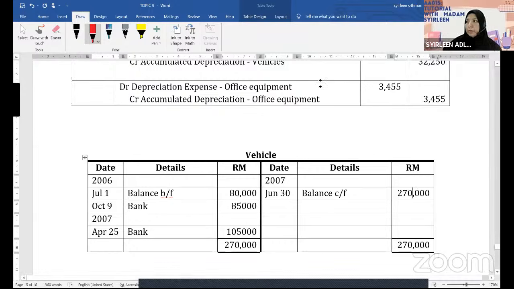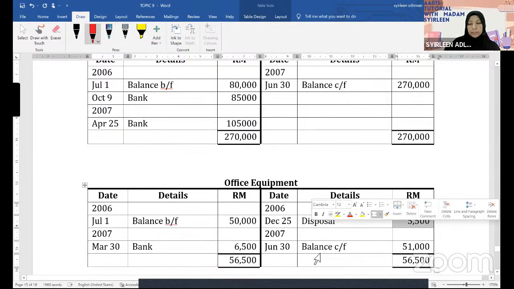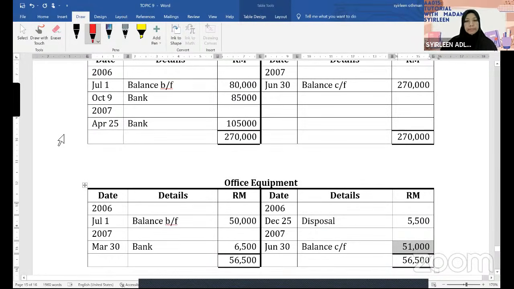Okay, all right. And then kita buat office equipment. Okay, so your office equipment, the amount here balance is 50,000. Okay, and then kita beli photocopy machine. Okay, 6,500. All right. Okay, and then kita dispose on 25th of December 2006. The amount is 5,500. So balance untuk asset office equipment you actually is 51,000. Okay, to the date.